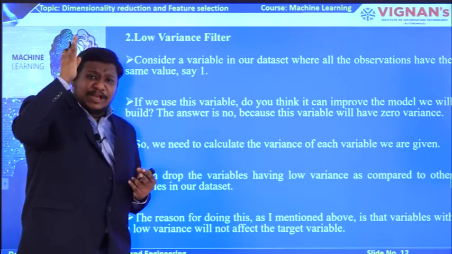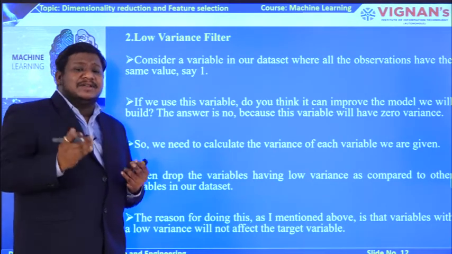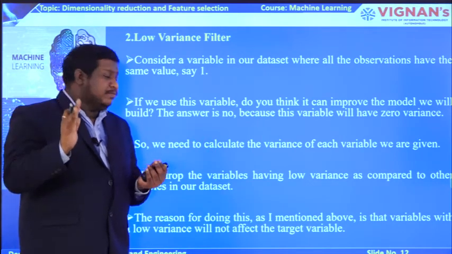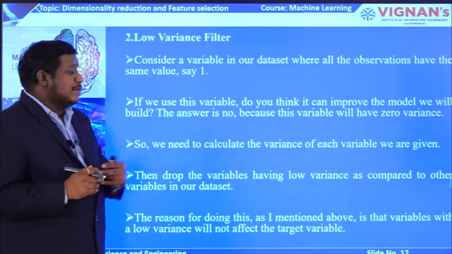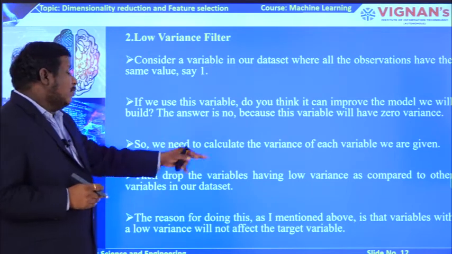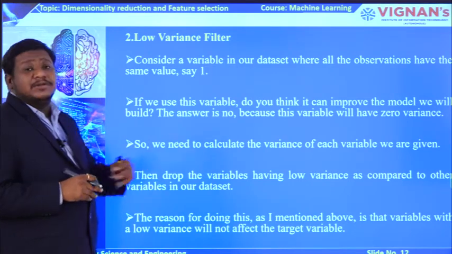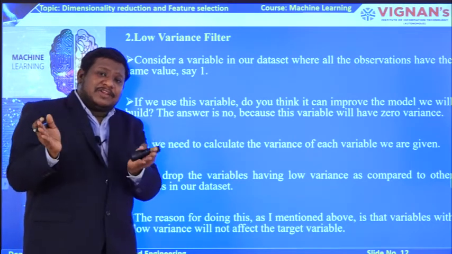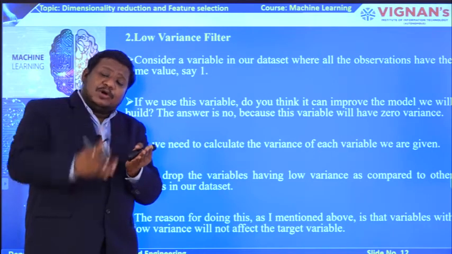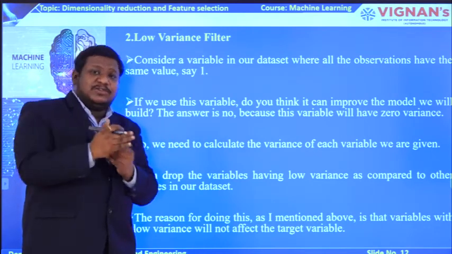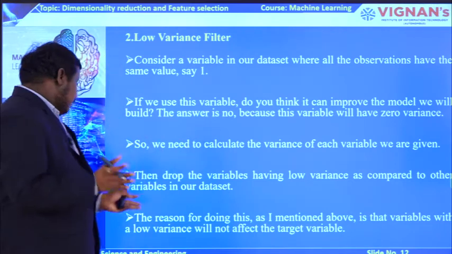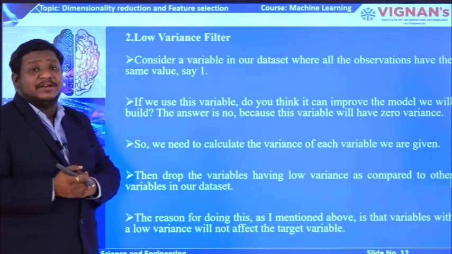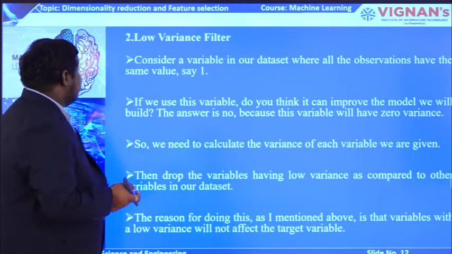When it has the same value across the entire data set, it is not going to make any difference because the entire column has only one value. In that case, we need to calculate the variance of each variable, then drop the variables having low variance as compared to other variables. We again keep a threshold value. If the variance of that variable is below the threshold, we are going to drop it. The reason is that variables with a lower variance will not affect the target variable. That is the simple reason.